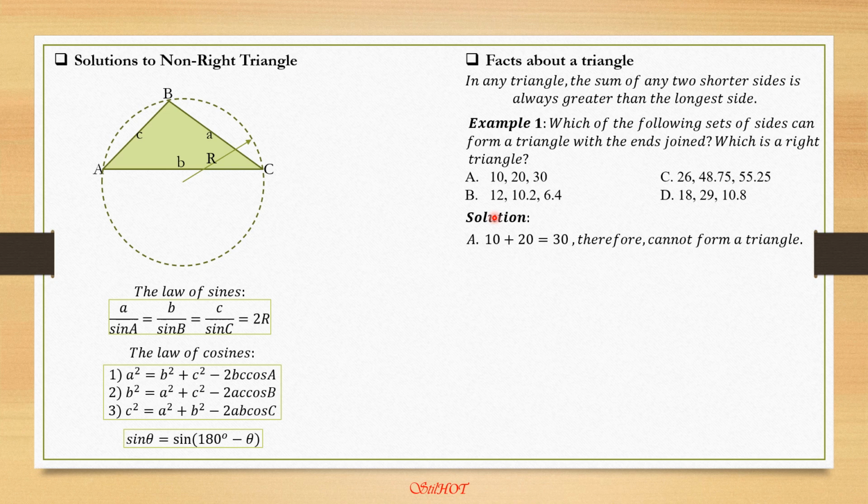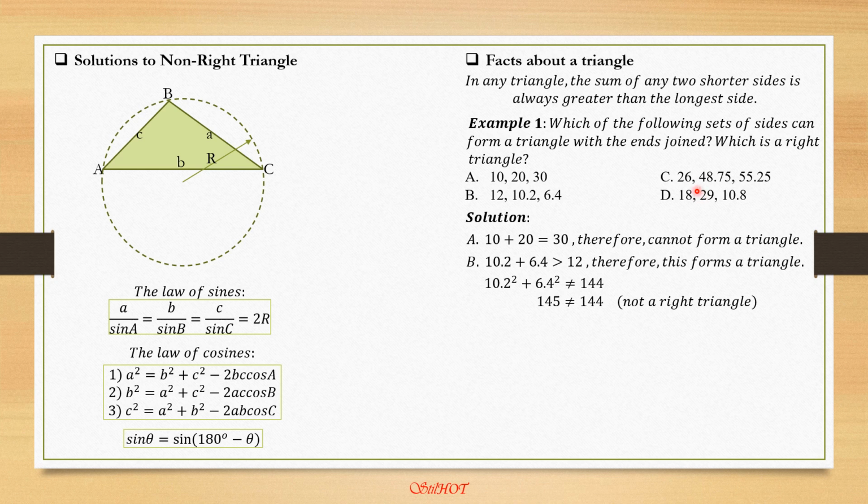For B, the shorter sides are 10.2 and 6.4. So 10.2 plus 6.4 is greater than 12. So therefore, these sets of sides can form a triangle. But let's check if it satisfies Pythagoras theorem. 10.2 squared plus 6.4 squared is not equal to 12 squared or 144, because 145 is not equal to 144. Therefore, it is not a right triangle.